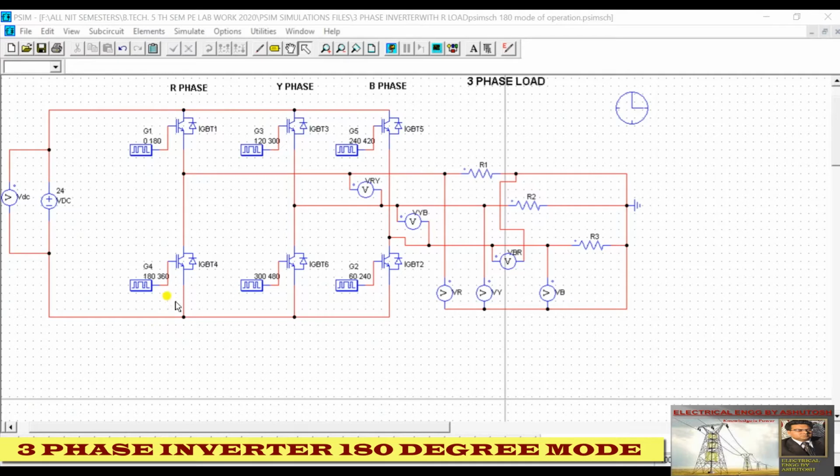This is a three-phase inverter, so it will consist of 3 and 3, a total of 6 SCRs or IGBTs or MOSFETs. Whatever you choose, you can form the circuit. I have selected IGBTs for the construction of this three-phase inverter 180-degree operation.